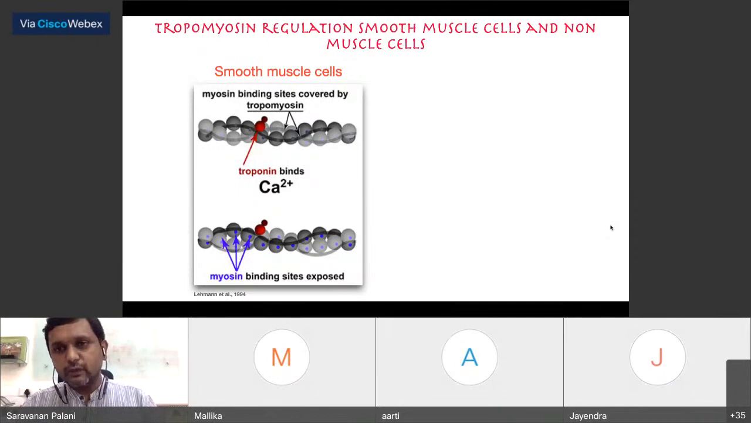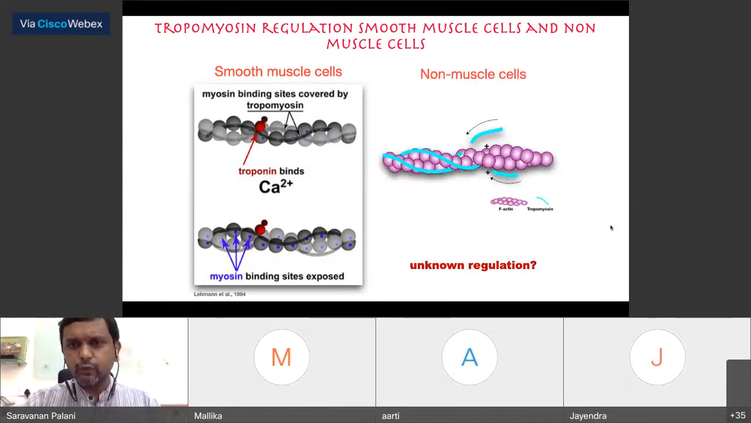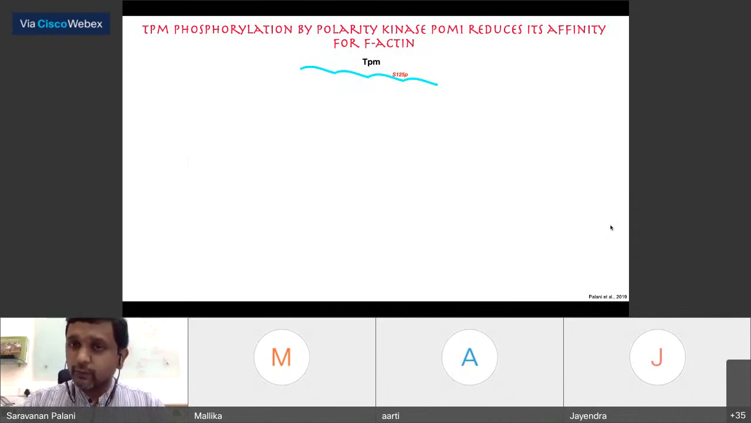But in the non-muscle cells also, you have actin, you have a tropomyosin, you have a myosin. But why is it not regulated in that manner? So this particular regulation is completely unknown, how it binds and how it does not bind. So what we found was one phosphorylation site present in the tropomyosin, and that regulates when the tropomyosin binds stronger, and when the tropomyosin has to leave the actin polymer.